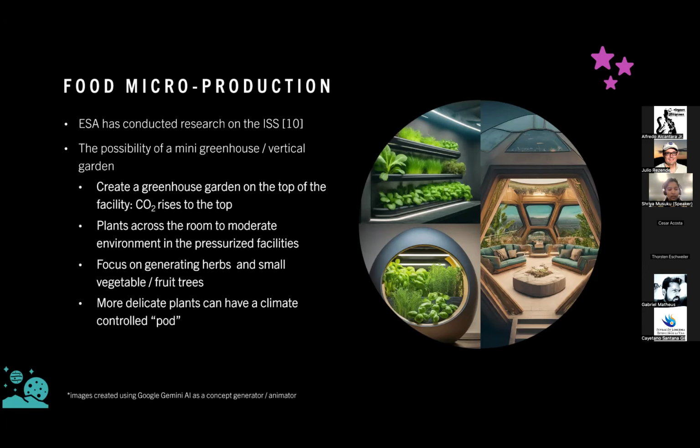The other thing here is plants across the room can be modified with pressurized facilities, and with that, you can create this little egg-shaped, I would say, greenhouse-like facility, and that is something where if you don't want all of this mixing of the air, you can go in and just contain our plants and food production in that little area. So that can also be helpful for more delicate plants that need a climate-controlled pod.